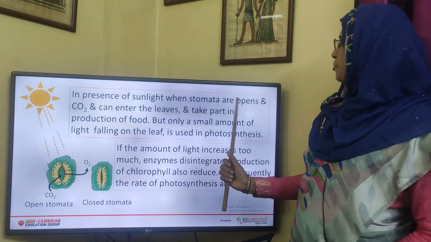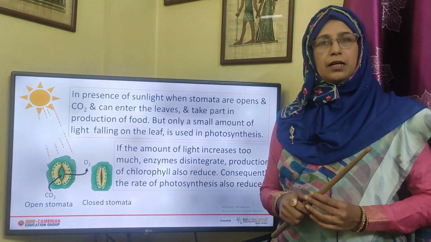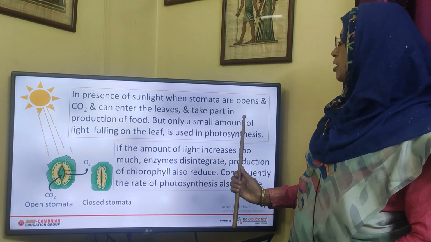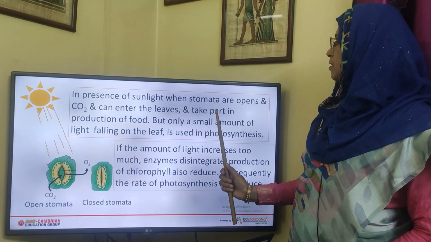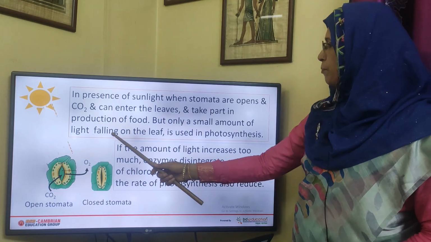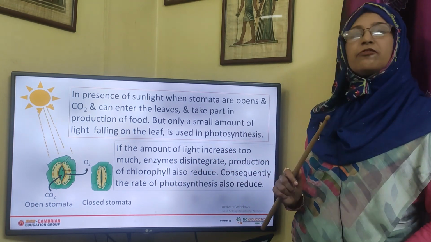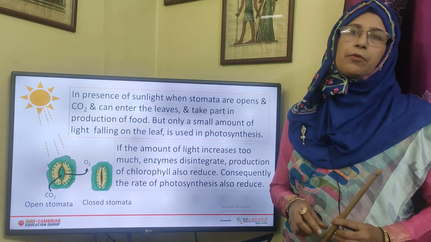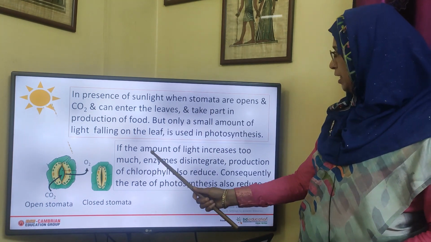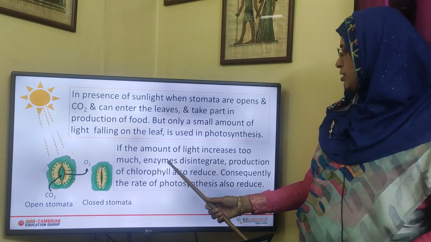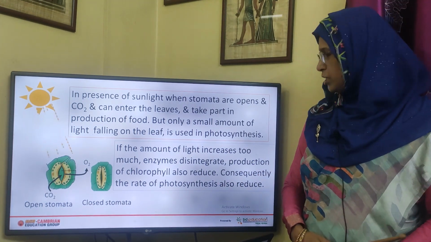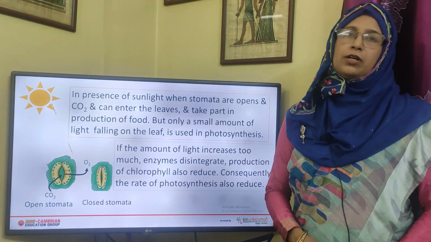In the presence of sunlight, the stomata are open, as you know the stomata open in the presence of light. So in sunlight, when the stomata are open, carbon dioxide can enter the leaves and take part in food production, that means production of carbohydrate. But only a small amount of the light falling on the leaf is used in photosynthesis. If the amount of light increases too much, the enzyme is disintegrated and the production of chlorophyll is also reduced, and consequently the rate of photosynthesis is also reduced.